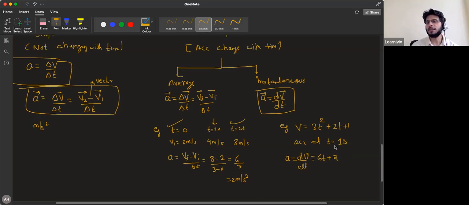Now, you need acceleration at t equal to 1 second. So in this equation, just put t equal to 1 second. When you put t equal to 1 second here, you get 6 into 1 plus 2, so that is 8 meter per second square. So instantaneous means a time instant will be given. You will say, okay, calculate acceleration at t equal to 2 seconds. Instant is given. He would say calculate acceleration at 5 p.m. Instant is given. But for average, instant will not be given, interval will be given.